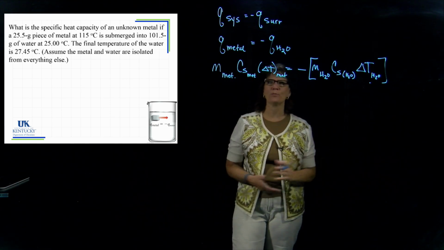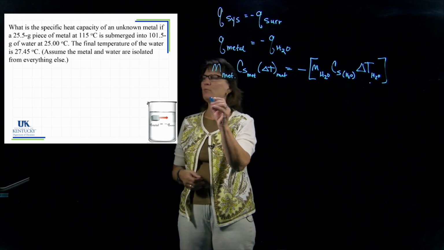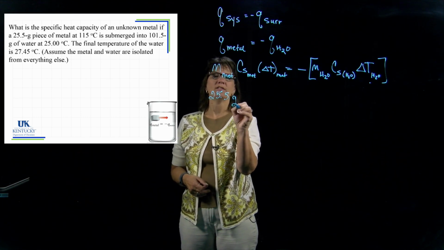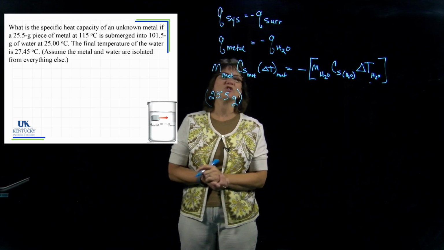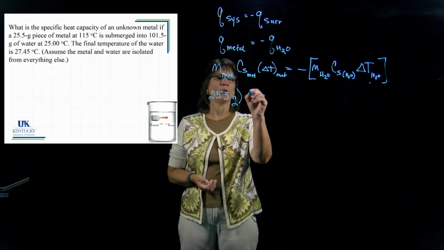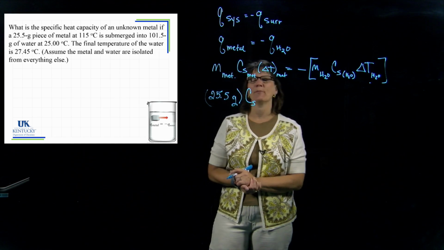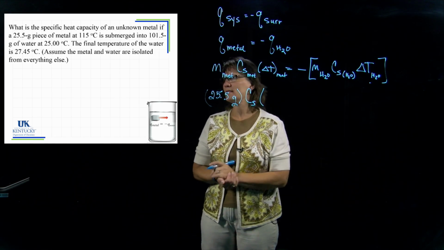And let's go in and let's put the values that we know into there. The metal is 25.5 grams. All right, so that's what we have. The specific heat of the metal is what we don't know, and that's our unknown. So I'll just keep it as my symbol C sub S because I don't know it and I'm trying to find it. Change in temperature is final minus initial.